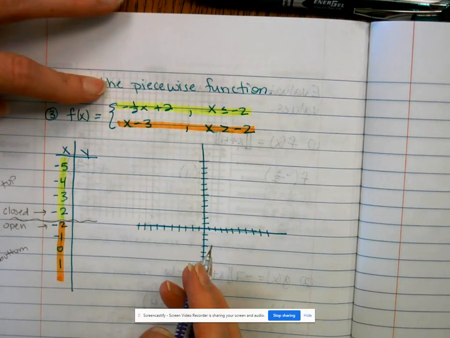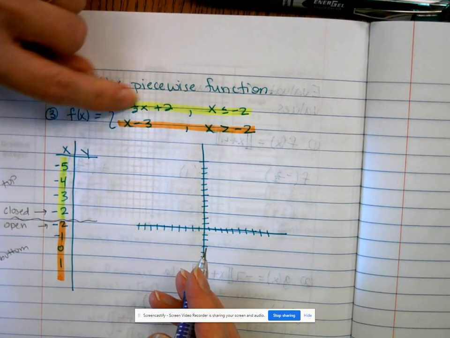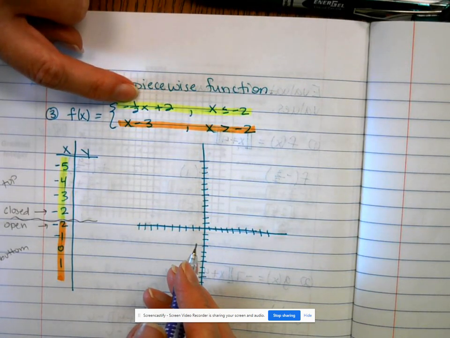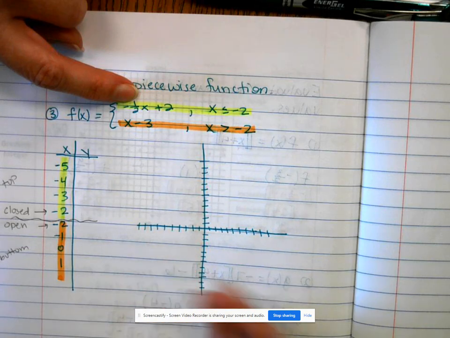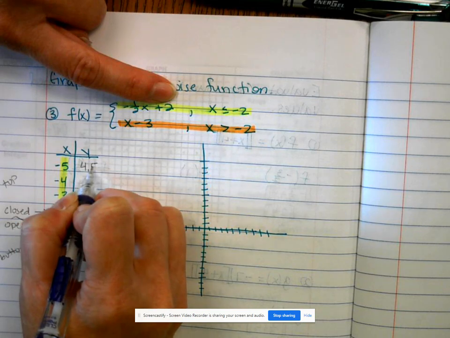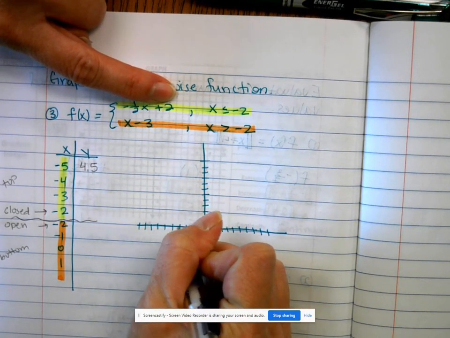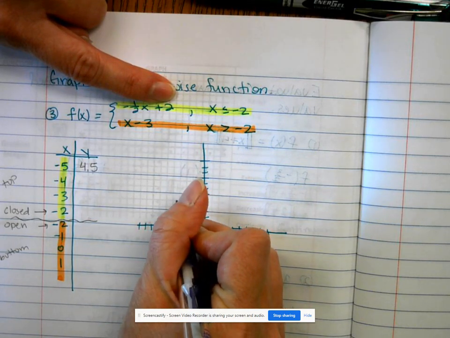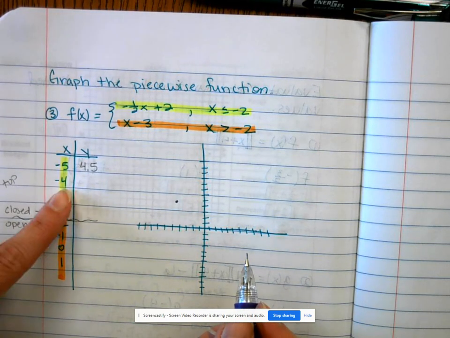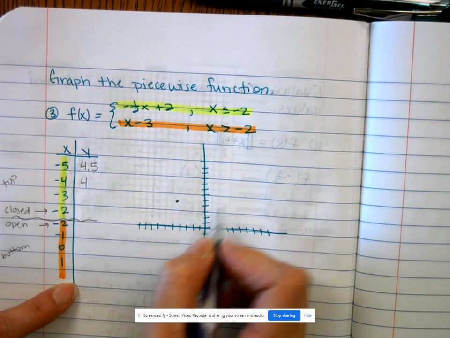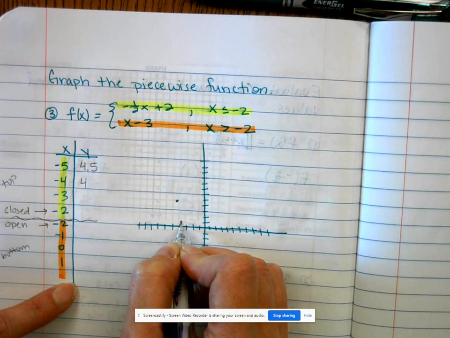All right, so if I plug a -5 into the top function, because -5 is smaller than -2, then I have -1/2 times -5, so 5 halves, which is 2.5, plus 2 gives me 4.5. So I have a point at -5, 4.5. All right, -4. You have -1/2 times -4, which is +2, plus 2 is 4. So there's a point at -4, 4.